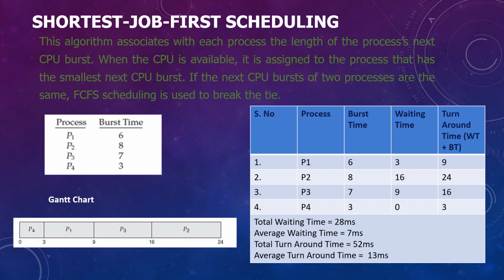So what is SJF? The process which has the shortest burst time will be executed first. This is what we call the shortest job first CPU scheduling algorithm.